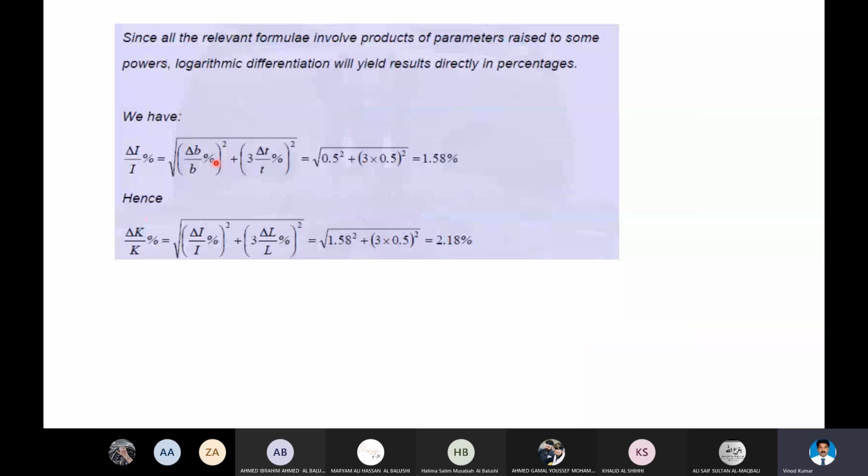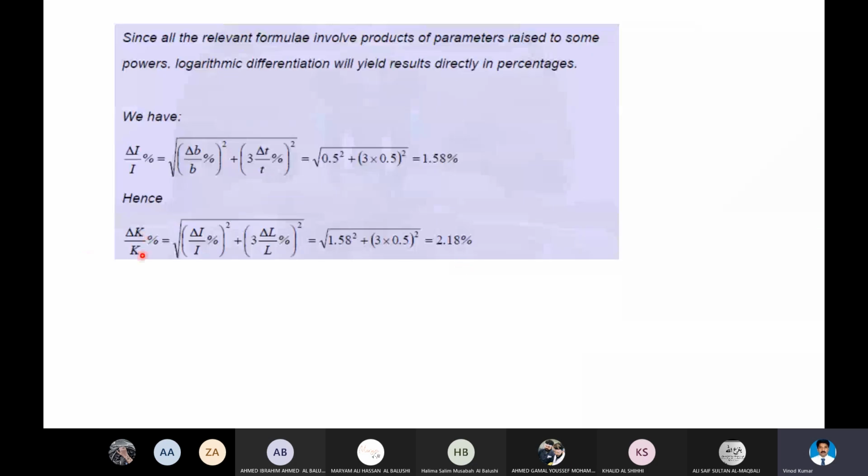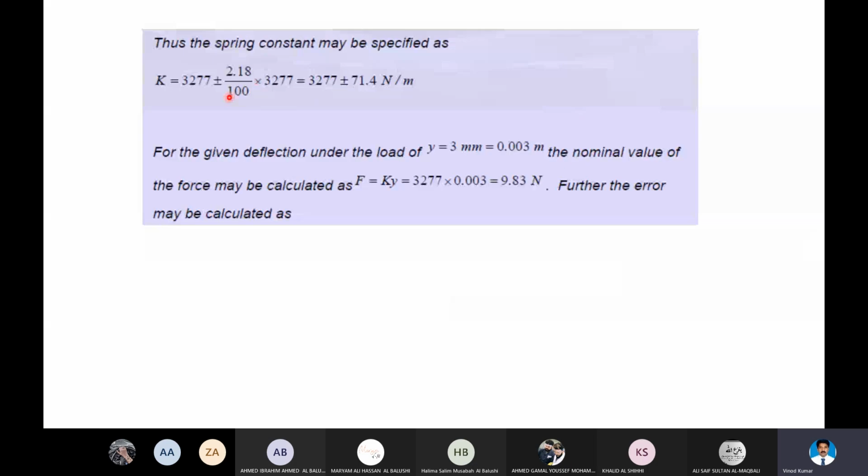If we know the K value is 3277, how do we find delta K? Using this equation, you can see 2.18 percent. So delta K will be K times 2.18 percent. That value is written over here: delta K is 71.4 Newton per meter. So directly, delta K is K times 2.18 percent, with K calculated as 3277. So 3277 times 2.18 divided by 100 will give you delta K, and that delta K needs to be added here.